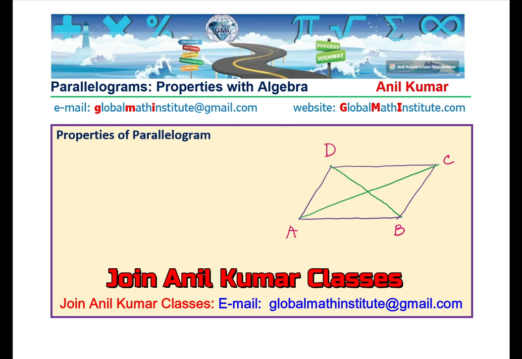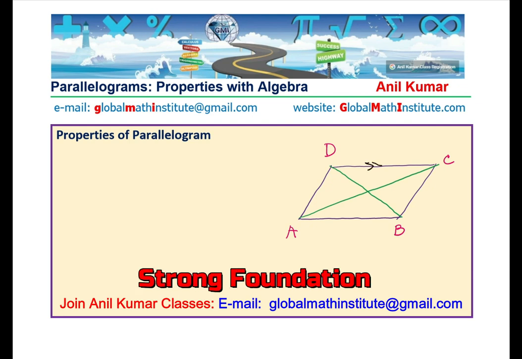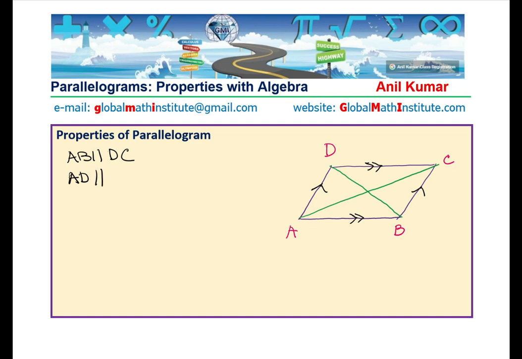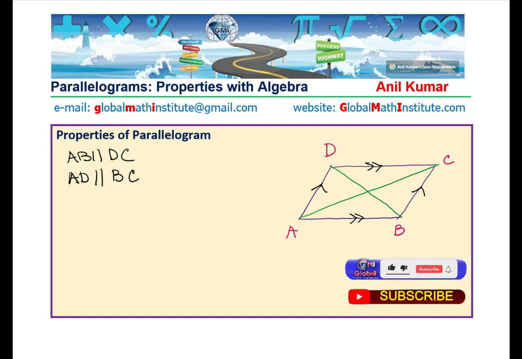So, as you know, the opposite sides are parallel. So we have AB is parallel to DC. So this sign, two lines, they indicate parallel. Similarly, AD is parallel to BC. So therefore, it is called parallelogram.